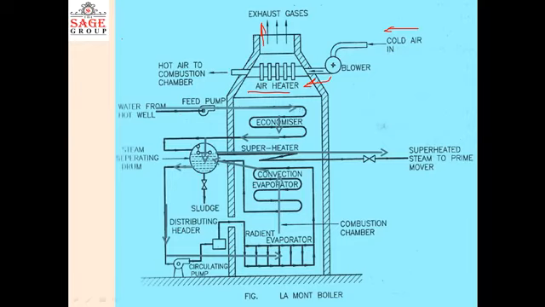Then from the hot well, water is coming. This water, with the help of the feed pump, is passed through the economizer section, and then it goes to the steam separating drum. You can see the different units: the convection evaporator, the radiant evaporator, the combustion chamber, the circulating pump, the distribution header, and then the steam goes to the superheater section here.